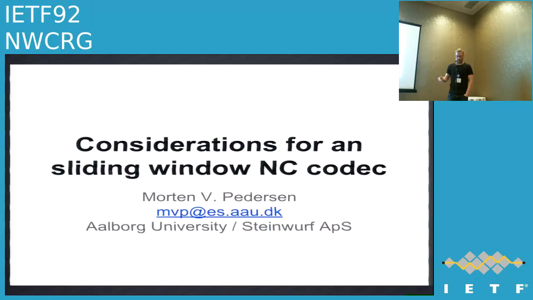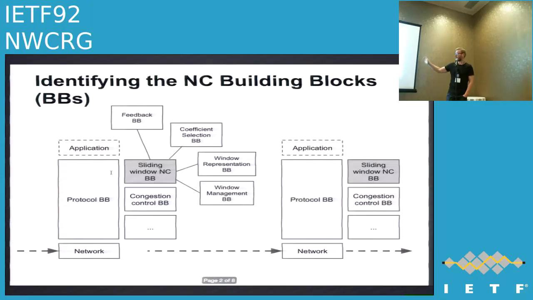Last meeting we discussed defining a draft for a sliding window building block, and at this meeting I just wanted to ask the research group for some input on what is the best way to do that. So basically, if we have some network coding architecture here, I try to split out the building blocks, and the one that we're zooming in on is the sliding window coding.